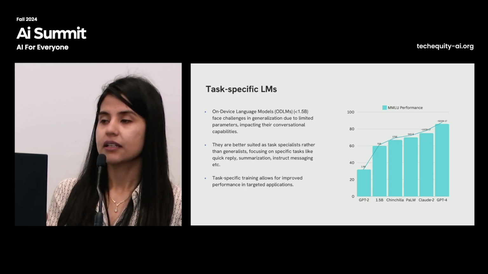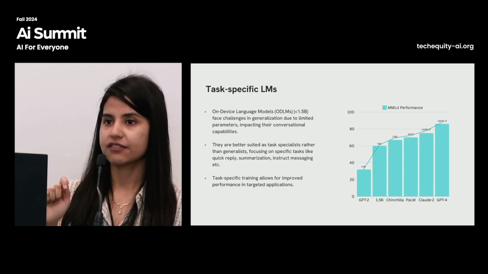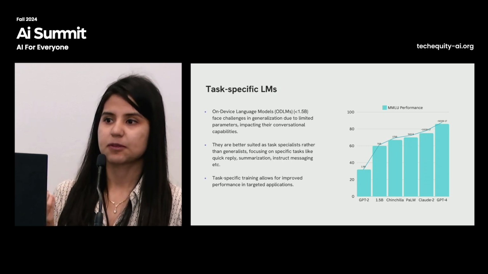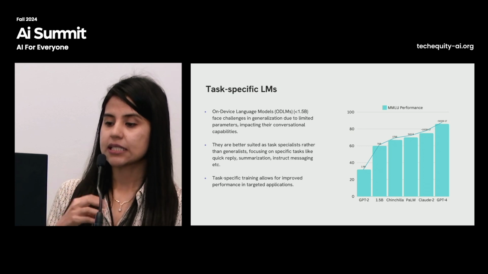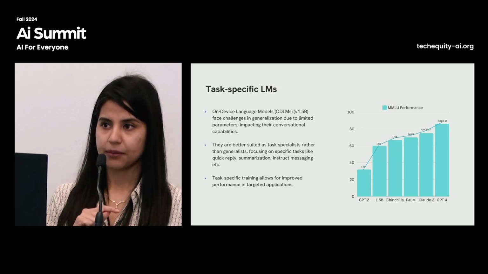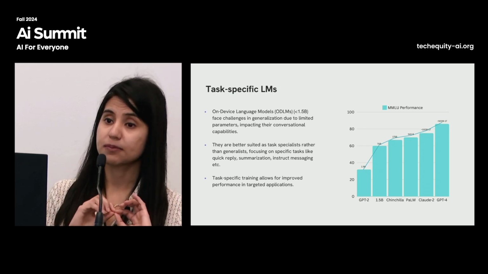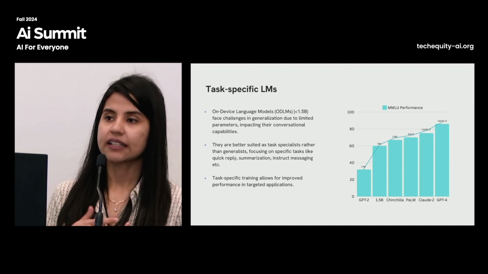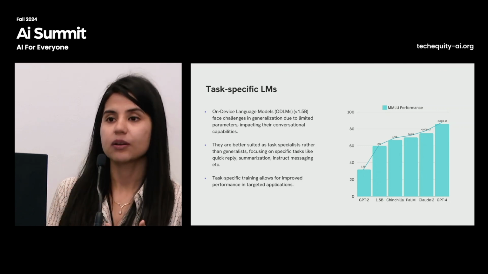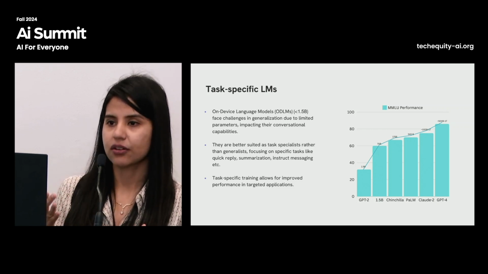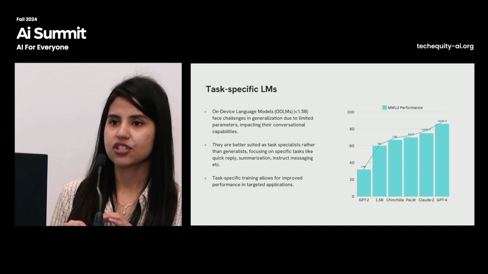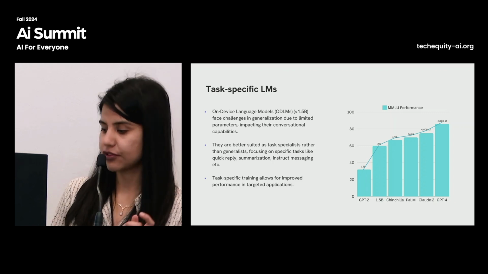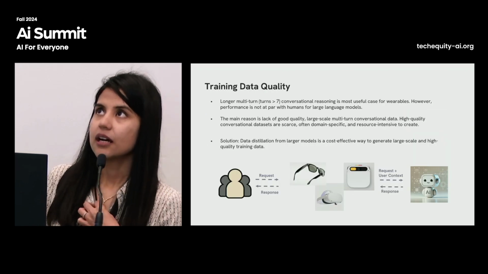But on the other hand, we can use them for a specific task, as a task specialist. How we do that is we fine-tune them on data sets which are specific to those tasks. Especially for devices or wearables, there are tasks like quick replying to messages, summarizing your documents, or even instruct messaging. For those specific conversational tasks, these LLMs could be very useful.